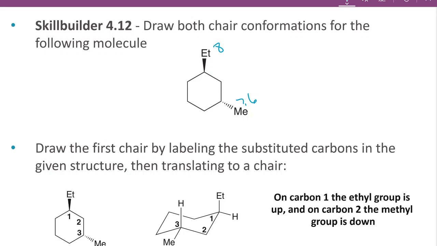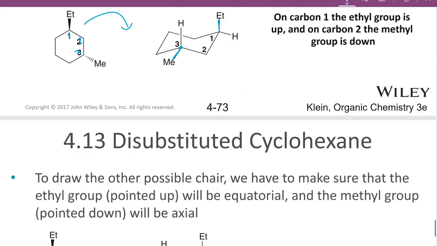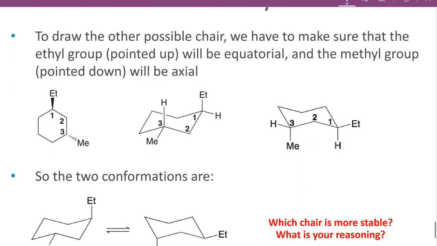Draw the first chair by labeling the substituted carbons in the given structure, then translating to a chair. So if I put the ethyl group at 1, and I'm going to rotate it so that that ethyl group is axial up on the first one, then the methyl group is going to be at carbon 3, okay, and that's going to put it equatorial down, okay. Now this can undergo a ring flip, and when it does, now the ethyl group is equatorial up and the methyl group is axial down.